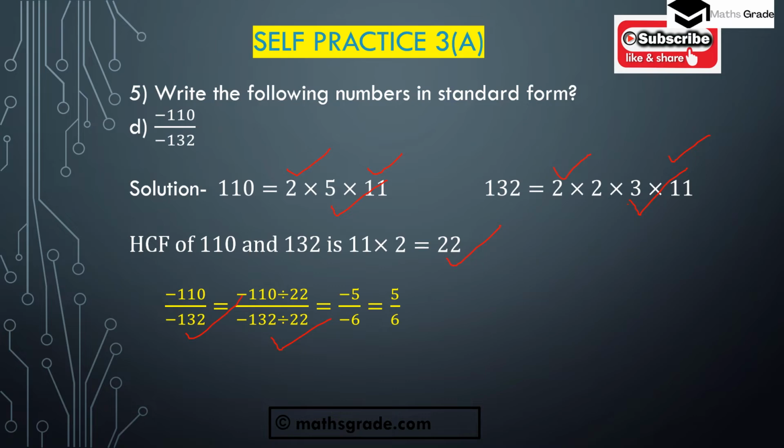So we get minus 110 divided by 22 is minus 5, and minus 132 divided by 22 is minus 6. So we get minus 5 divided by minus 6. The minus signs will cancel, so we get 5 divided by 6, and 5 divided by 6 is the standard form of the given rational number minus 110 divided by minus 132.